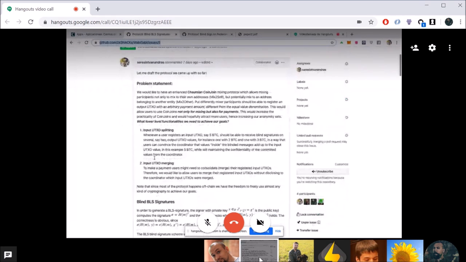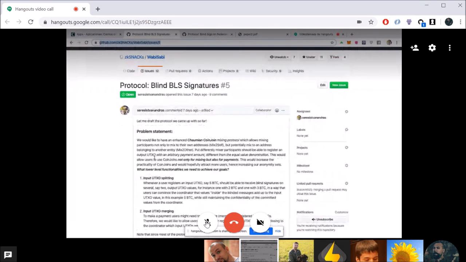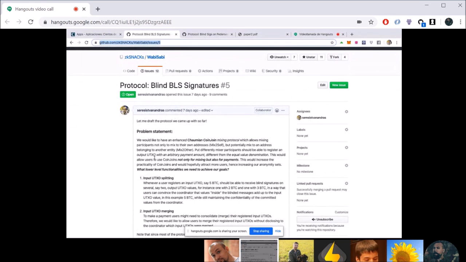Okay, so already Yuval motivated, and also Nopara, why we like Pedersen commitments. So the thing is that in this WabiSabi protocol, we need to prove statements in zero knowledge about input UTXO values.